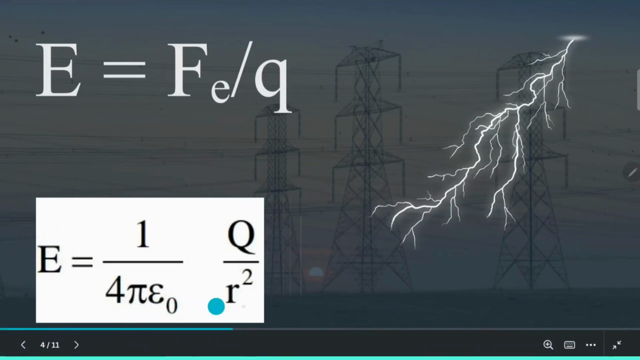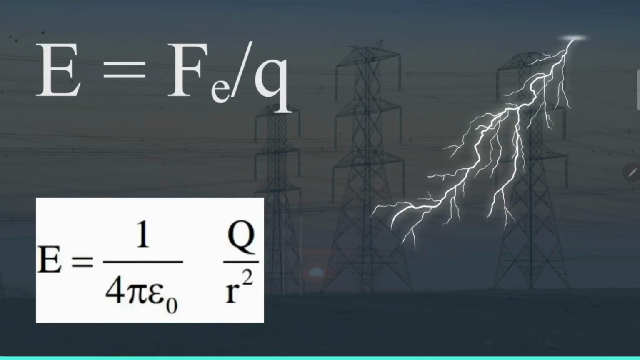E is equal to 1 by 4 pi epsilon naught, capital Q divided by R squared. Is that okay? Next, this spark is also an electric field. The sparks or lightning or thundering which you see during the rainy season are also due to a very strong electric field between the clouds and the earth.